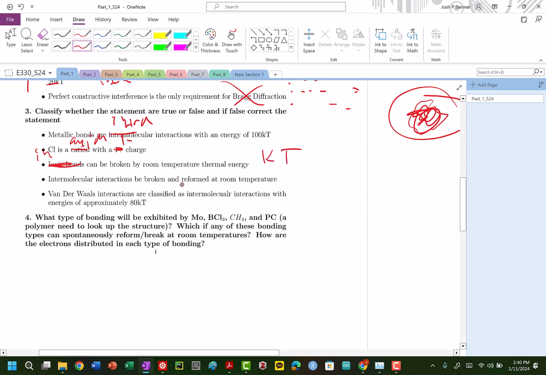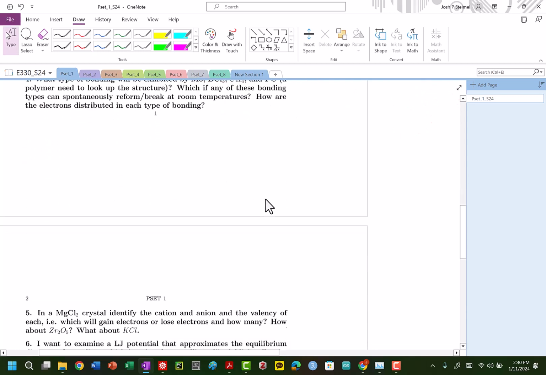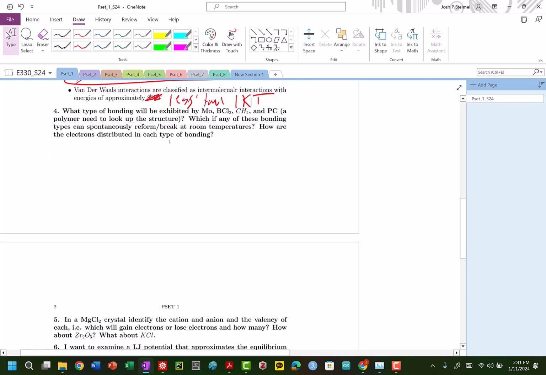Intermolecular interactions can be broken at room temperature. Yes, that is true. That is one of our only true ones. Van der Waals interaction is classified as intermolecular, with energies less than a kT or on the order of kT. Excellent. What type of bonding will be exhibited by Mo? That is going to be metallic. They will not spontaneously reform at temperature, and these are delocalized electrons.